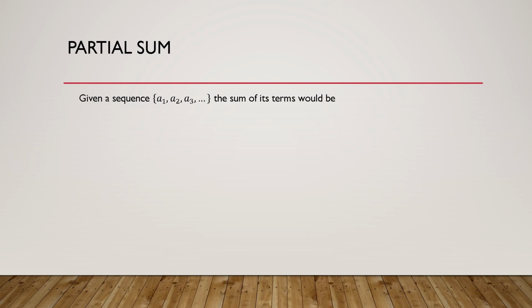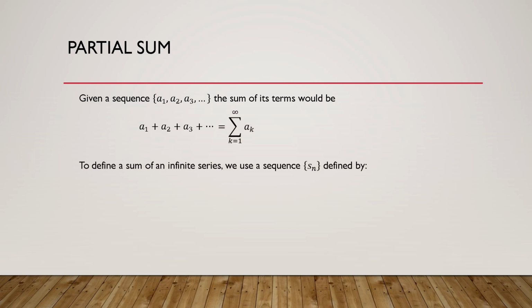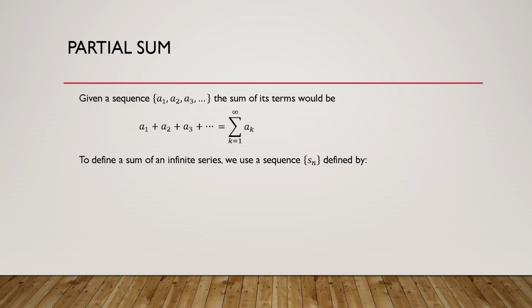Given a sequence a sub 1, a sub 2, a sub 3, and so on, the sum of its terms would be the sum from k equals 1 to infinity of a sub k. To define a sum of an infinite series, we use a sequence s sub n, defined by s sub 1 being equal to a sub 1, s sub 2 being equal to a sub 1 plus a sub 2, which equals a sum from k equals 1 to 2 of a sub k. S sub 3 equals a sub 1 plus a sub 2 plus a sub 3, or the sum from k equals 1 to 3 of a sub k.